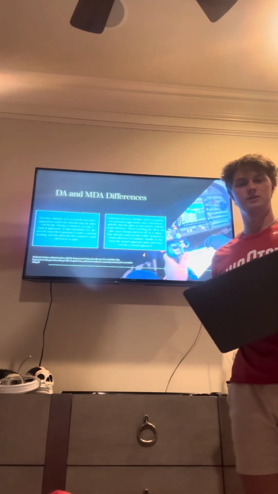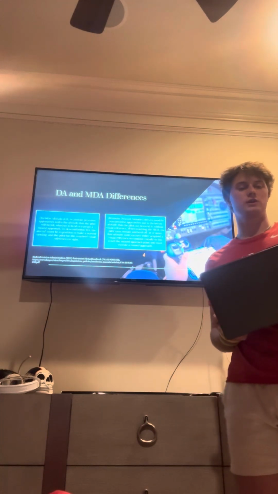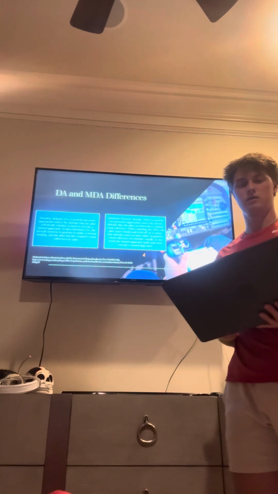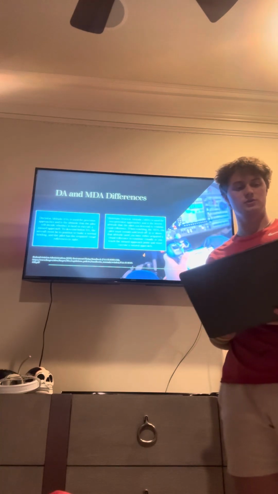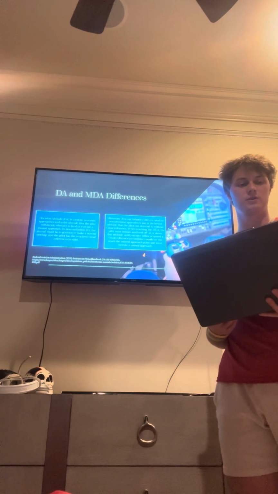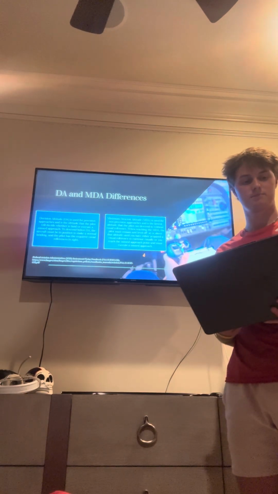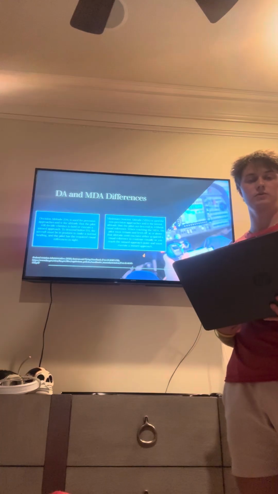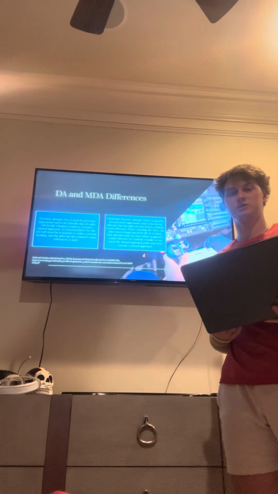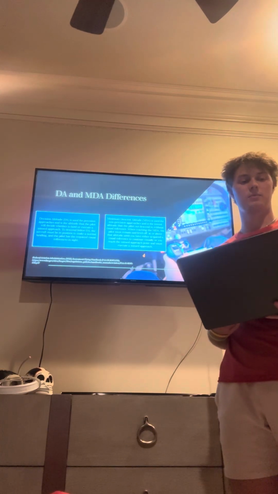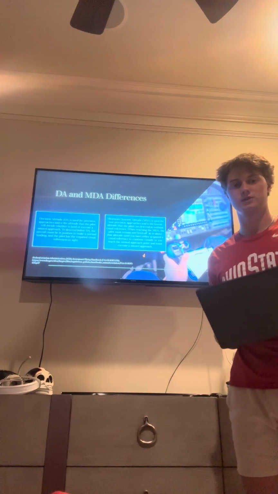So DA and MDA. Decision altitude, or DA, is used for precision approaches. It's the altitude at which the pilot will decide whether or not to go missed. To descend below DA, the aircraft must be in position to make a normal landing and the pilot has the required visual references in sight.